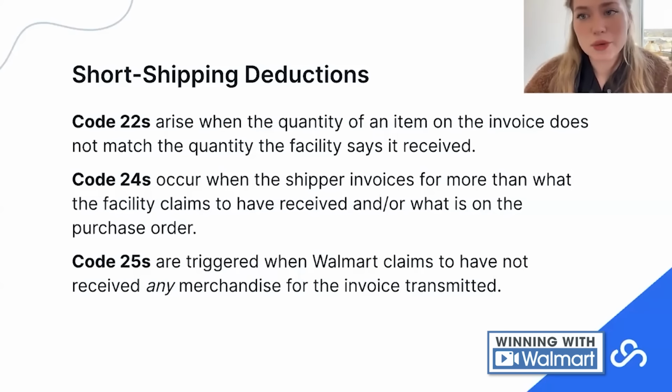So does what has been received match what is actually on the invoice, versus a code 24, which is very similar. I will see code 22s and 24s used almost interchangeably, but for very similar reasons. It's whenever a shipper invoices, so you bill for more than what has been received or what is actually on the purchase order. So code 24 is when your invoice is not matching up with your purchase order, versus code 22, where the invoice doesn't match up with just what has been received. And code 25 is whenever Walmart says they haven't received anything for what has actually been invoiced. Usually that's going to be an EDI error.